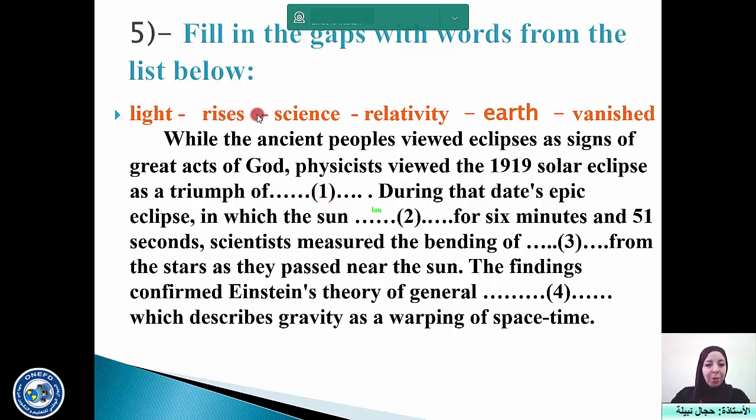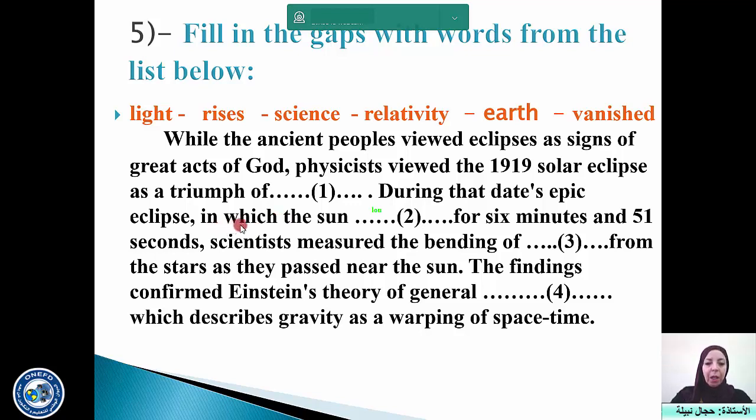Now, what are the nouns given in the list? So light can be a noun, or it can be an adjective, of course. Rises is a verb. Science is a noun. Relativity is a noun. Earth is a noun. And vanished is a verb. So you have eliminated vanished and rise. So it should be a noun, all right? Then you have to resort to meaning, all right?